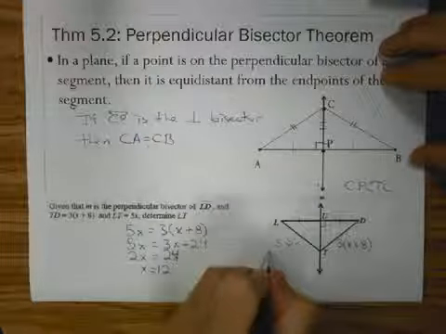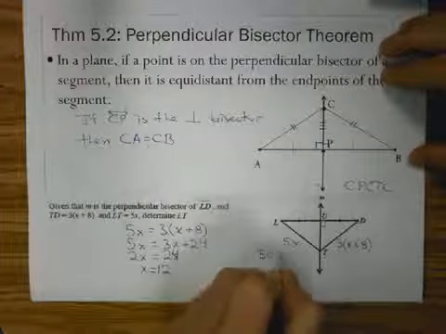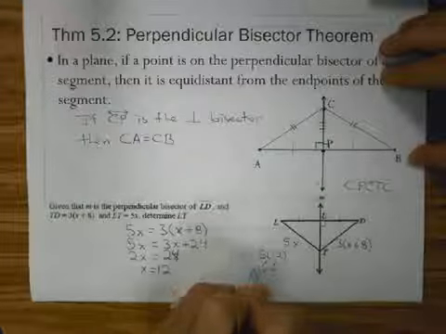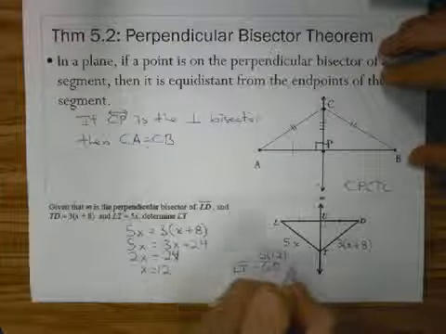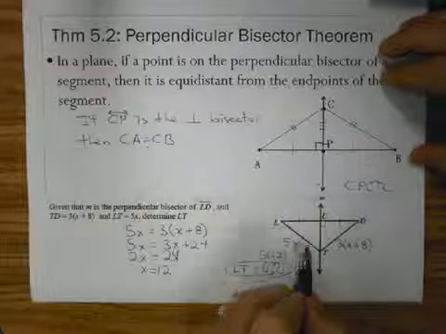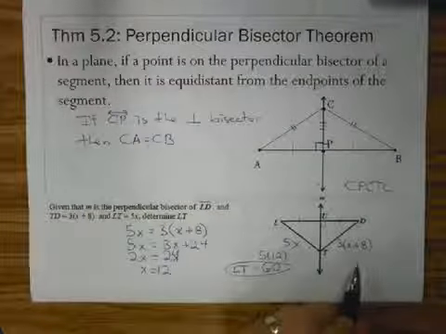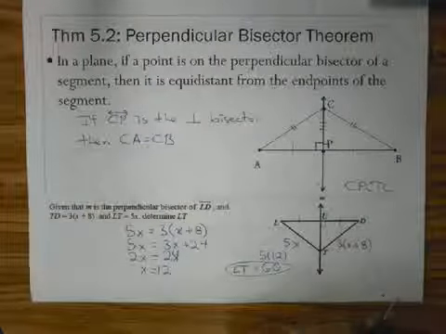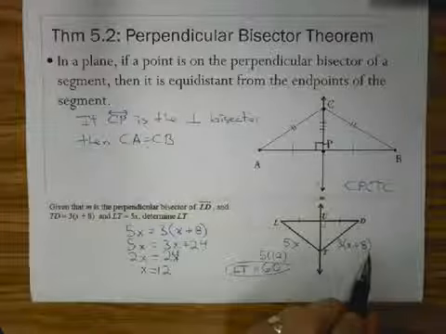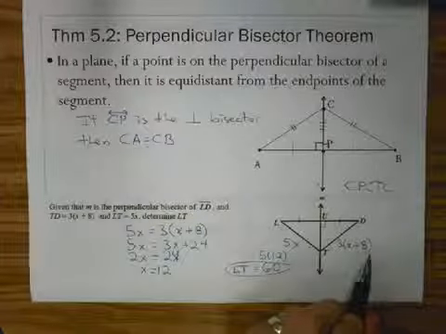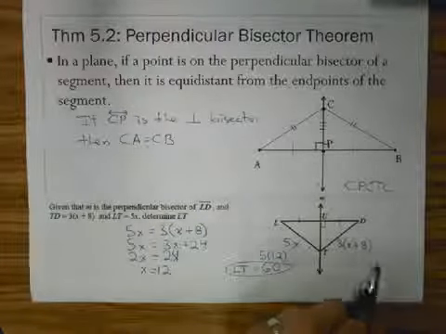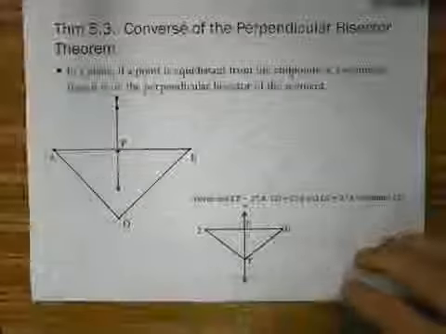And LT, let's see, let's plug it into 5x. We get that LT is 60. LT would be 60 as well as TD, because if we plug that in, it should be the same. In fact, 12 plus 8 is 20, times 3 is 60, and it is the same.